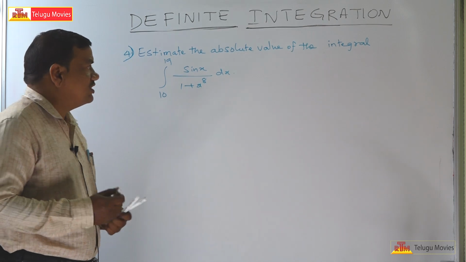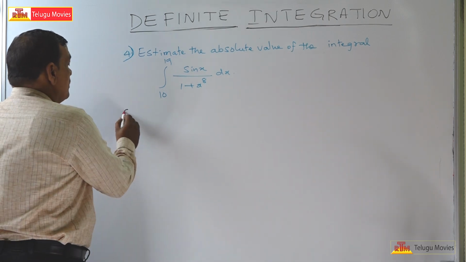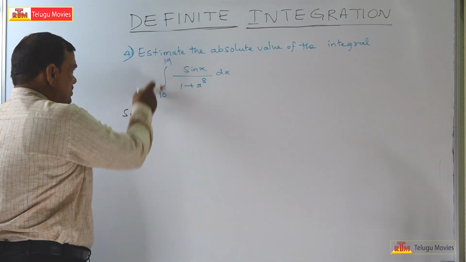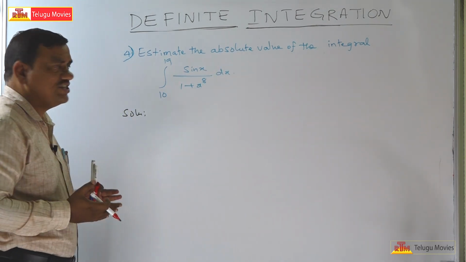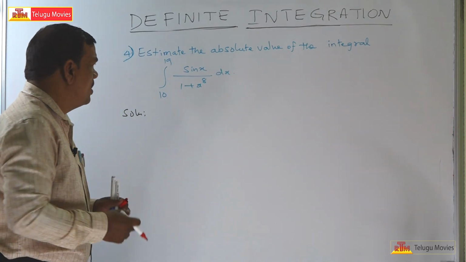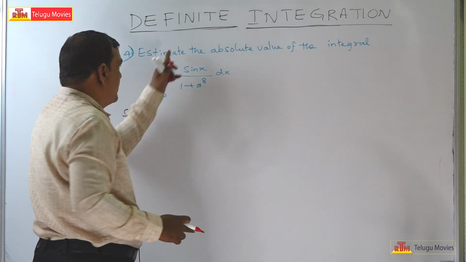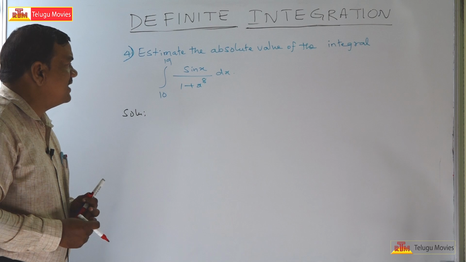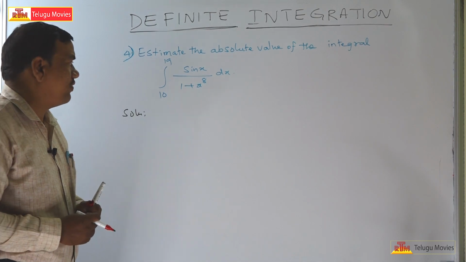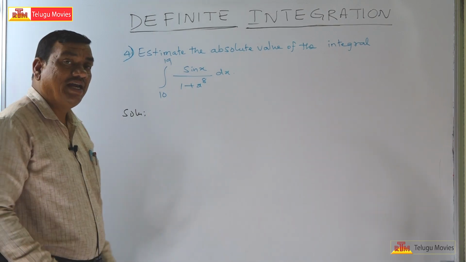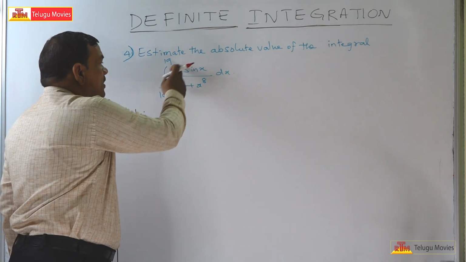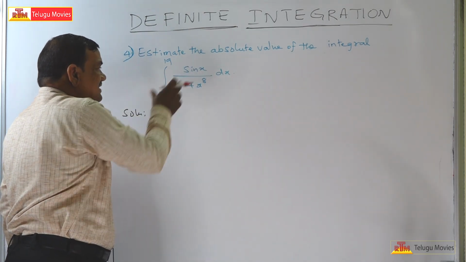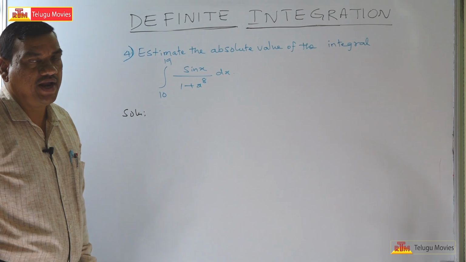Then how to do this problem? Absolute value we want, that means the modulus value. You have to estimate the modulus of the integral from 10 to 19 of sin x upon 1 plus x power 8 dx. Then how to find it? Now we have to create an inequality based on sin x by 1 plus x power 8.